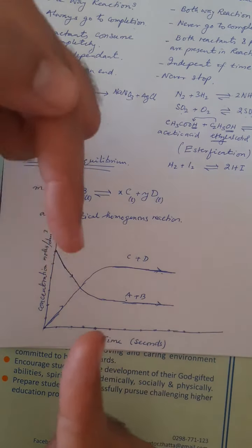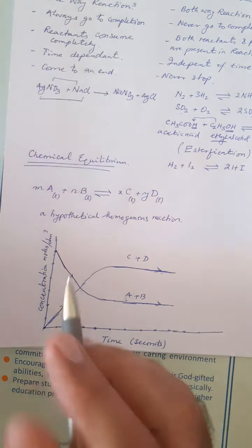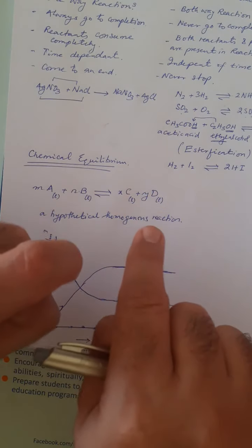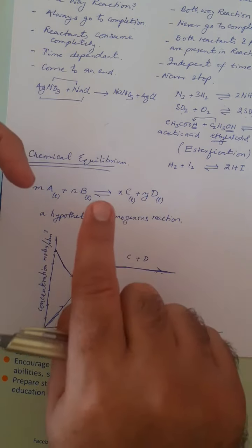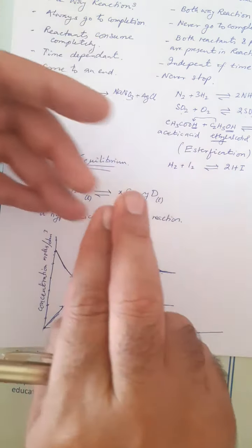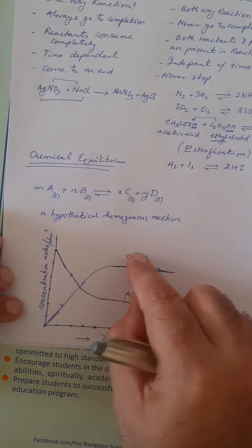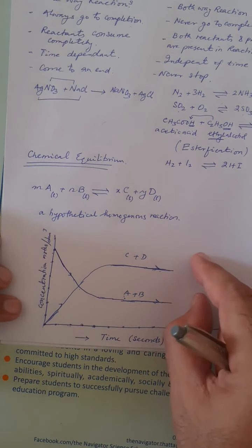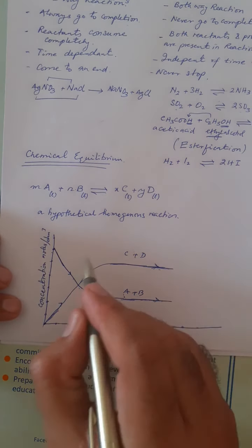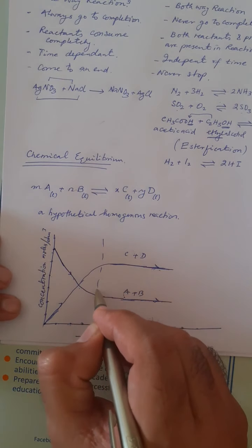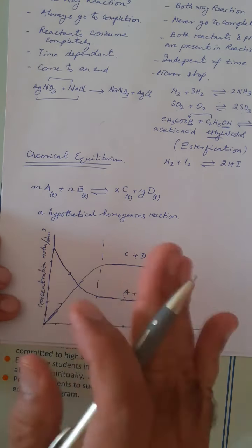Because the rates, the speed at which AB is making CD and the rate at which CD is breaking down to AB, they are the same. So when they are the same, you don't see any change in concentration. This happens in all reversible reactions. Now, after this time, let's say the 20th second, the equilibrium is achieved.